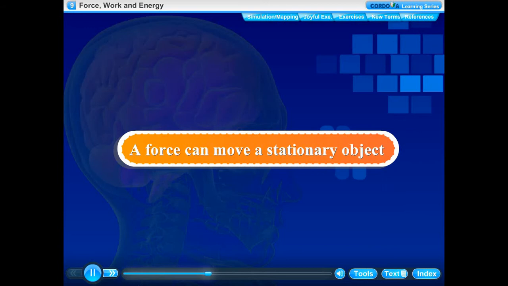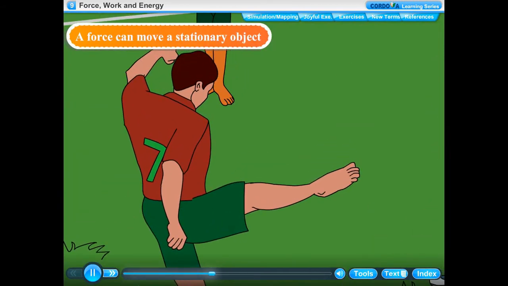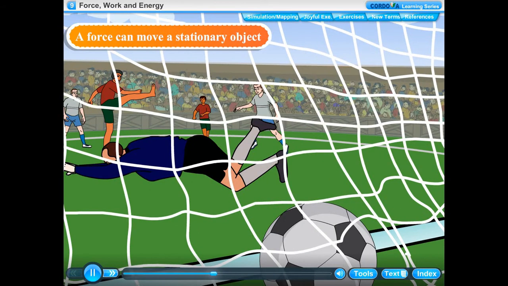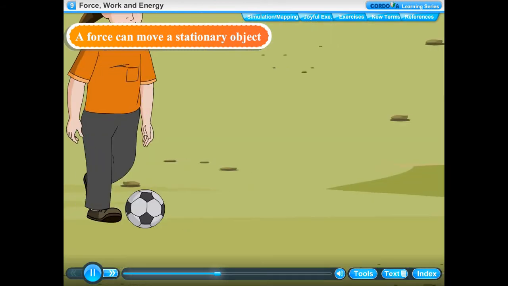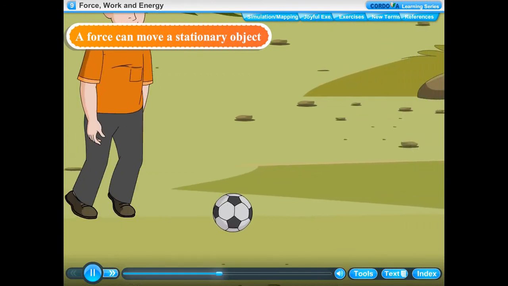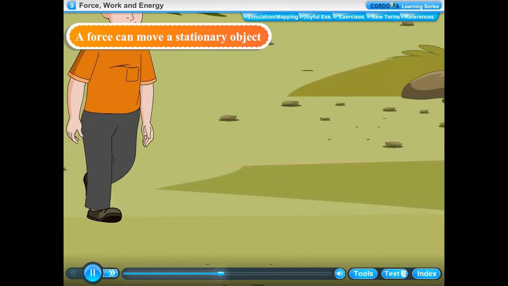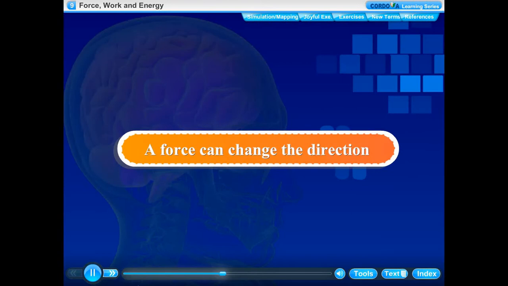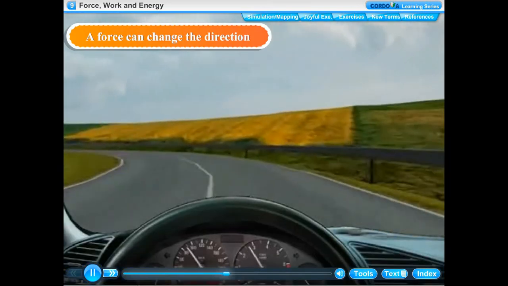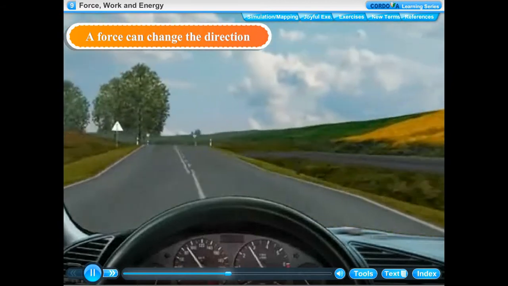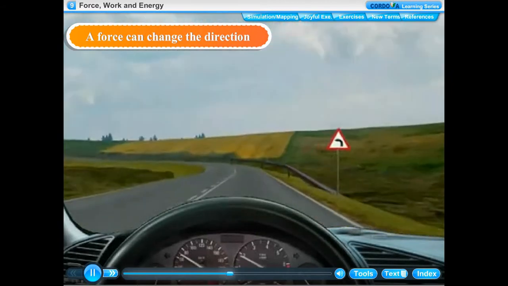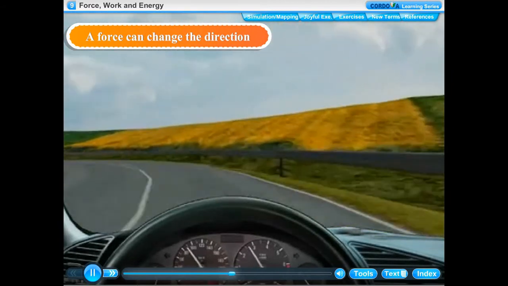A force can move a stationary object. When we apply a force on a stationary object, it can move it in the direction of the force. For example, a player can move a football by kicking it. A force can change the direction. A moving car changes its direction when a force is applied on its steering wheel so as to turn it.